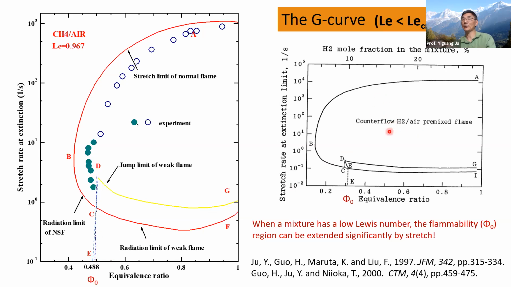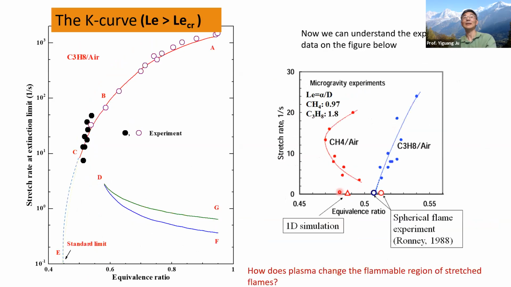And same for hydrogen. And you can see I call this a G curve, and they define the relationship between a stretched flame burning limit and a planar flame burning limit. They cannot be linearly extrapolated. And for Lewis number larger than 1.4, larger than a critical Lewis number, you can see you really can extrapolate.